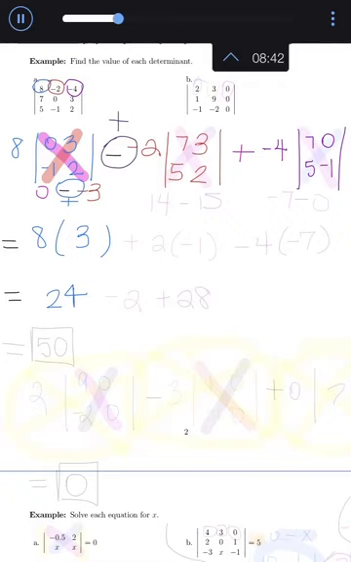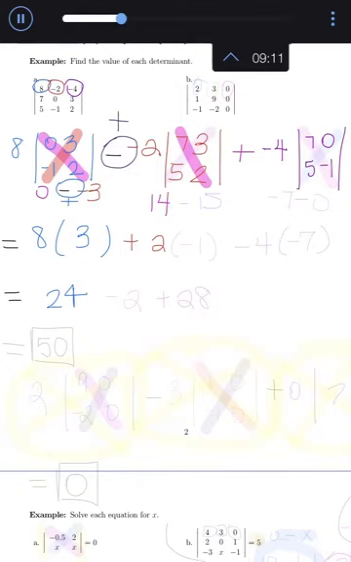Now let's look at our middle piece. Our middle piece had a minus a negative 2, which turned into a positive 2. So we have a plus, positive 2. Now we just have to find the determinant of the matrix. We start out with the first cross product, which is 7 times 2, which is 14.